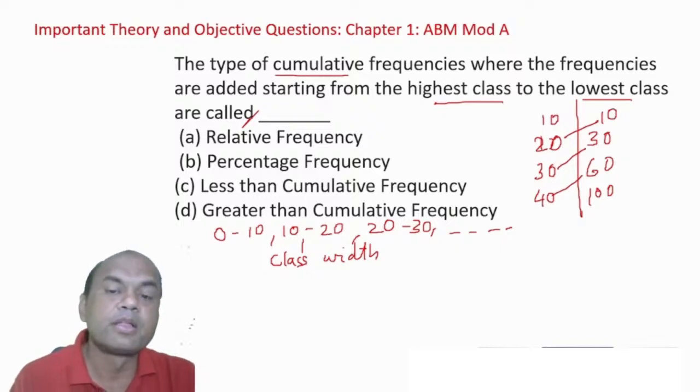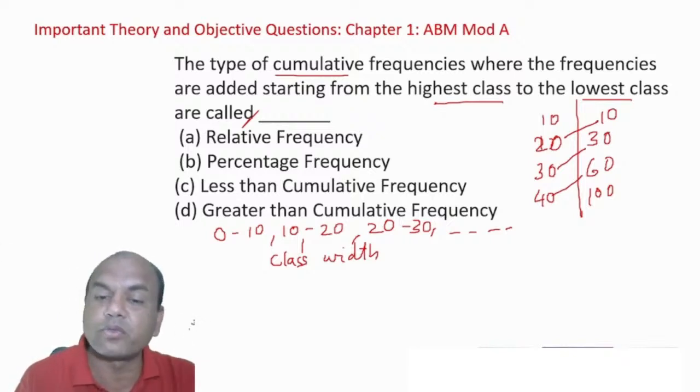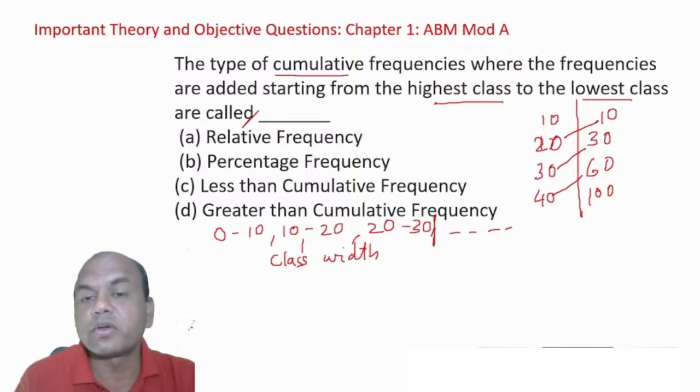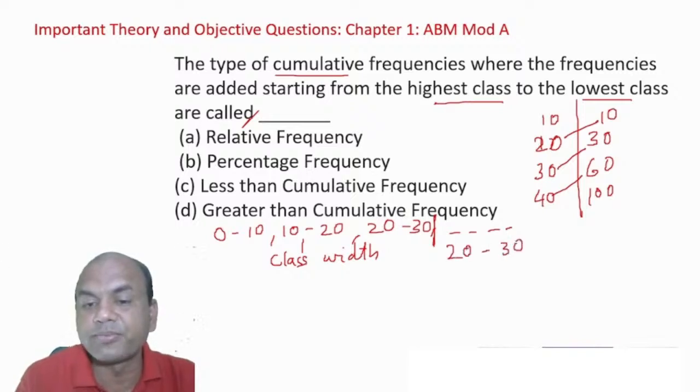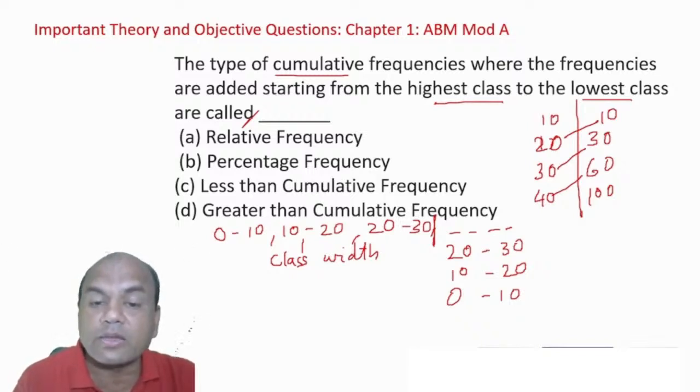Now, what is the question? Where the frequencies are added starting from the highest class to the lowest class. Suppose we take only these three classes, 0 to 10, 10 to 20, 20 to 30. If I want highest to lowest, I'll arrange them this way: 20 to 30 first, then 10 to 20, then 0 to 10. So I'm going to the lower side. So this is known as what? Relative frequency, percentage frequency, less than or greater than cumulative frequency.